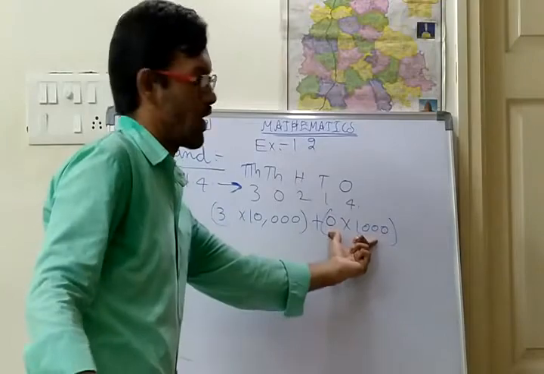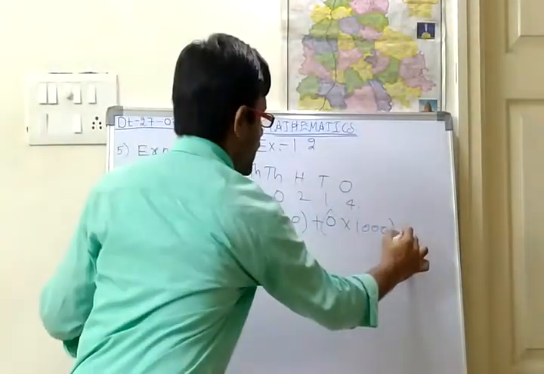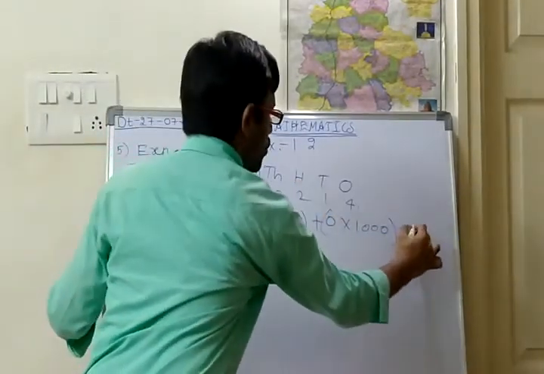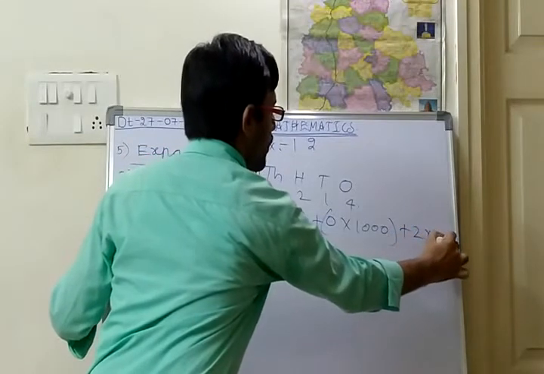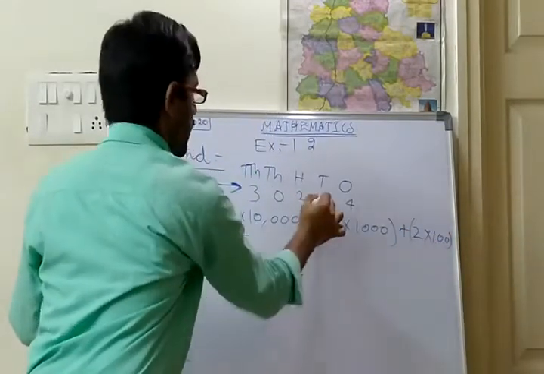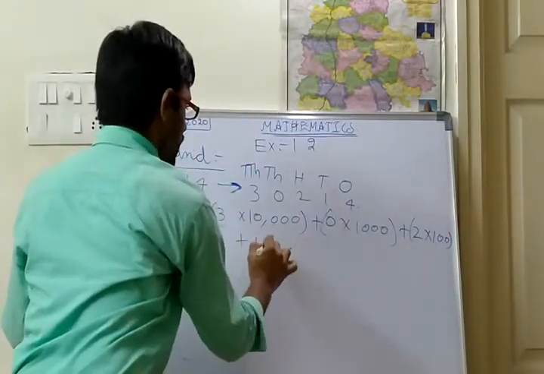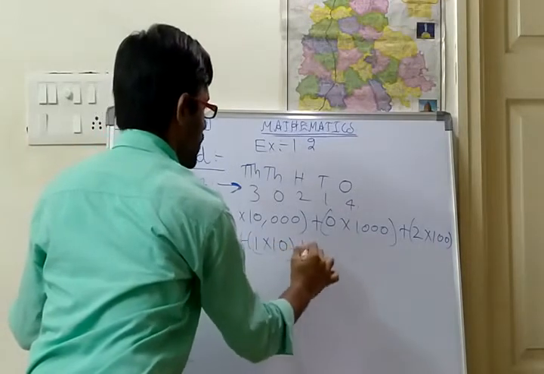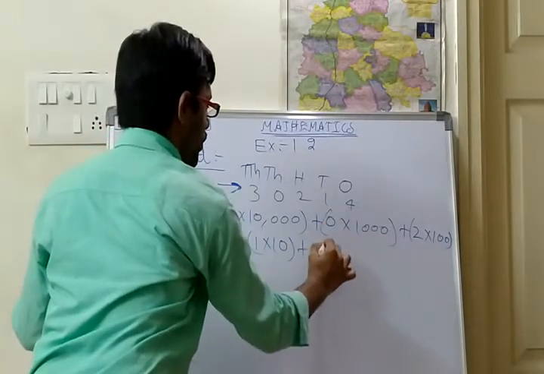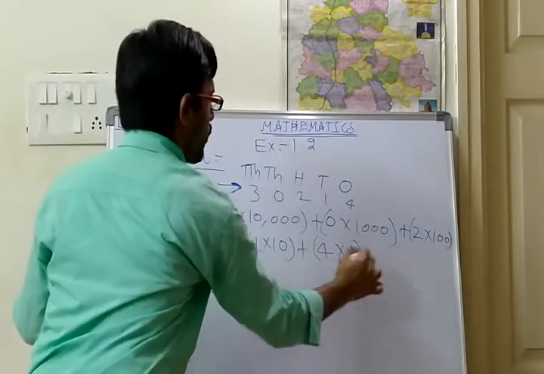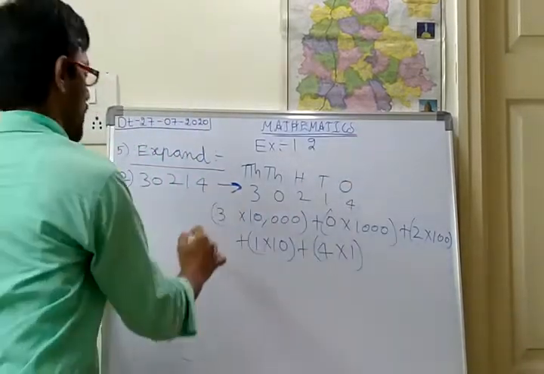Okay, plus what is there in the hundreds place? 2 into 100. Next plus, tens place 1. So 1 into 10, plus what is there in the units place? 4. So 4 into 1. So this is the next step. So what is the final answer?